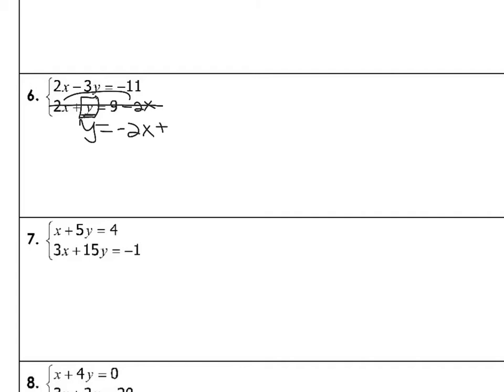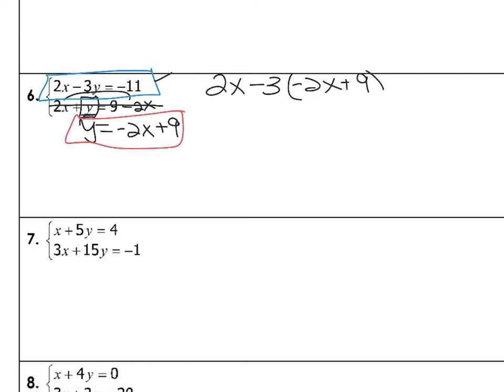9 plus 9. Okay, so now we're going to be dealing with this equation, and this equation. Let's look at this one. It says y is -2x plus 9. So I'm going to go to this equation, 2x minus 3 times y, and y is negative 2x plus 9, equals negative 11. So now I've only got one variable, x.